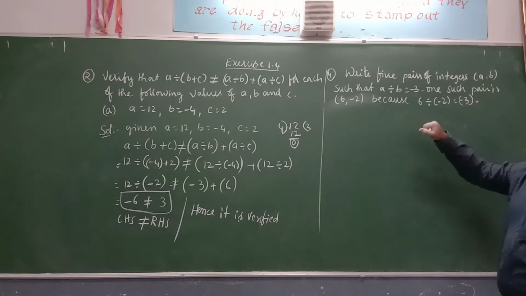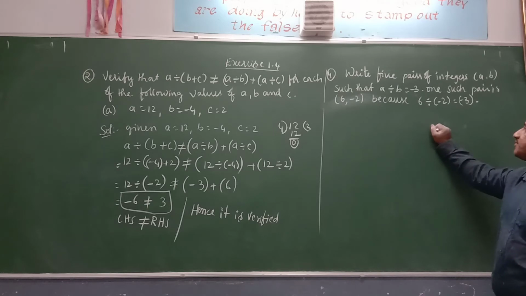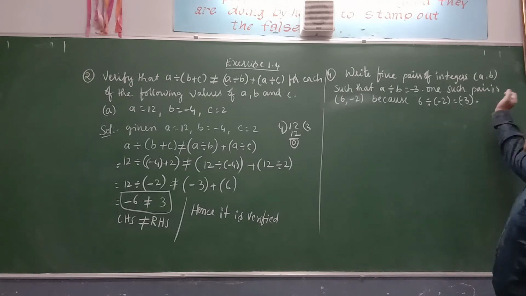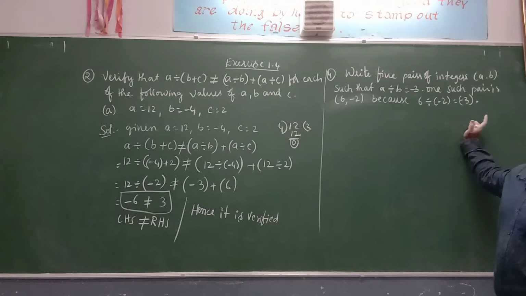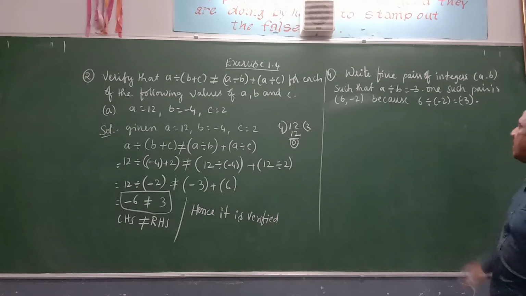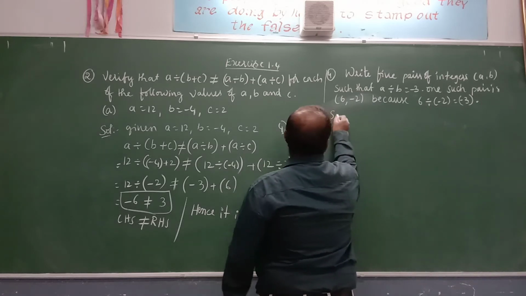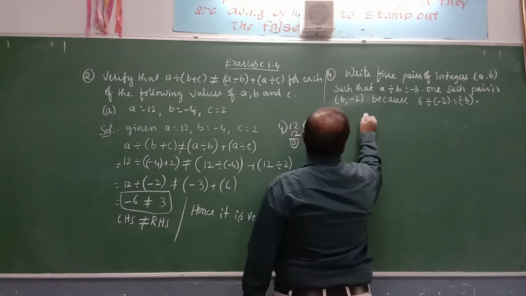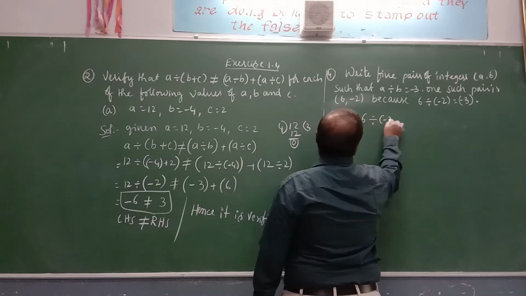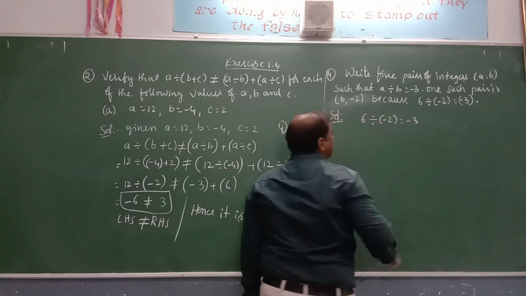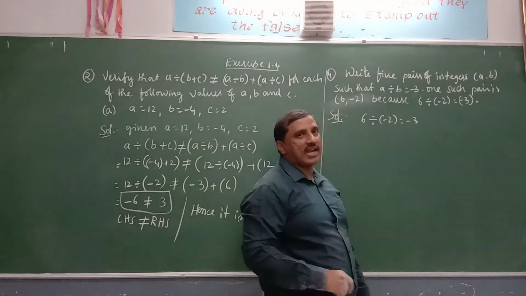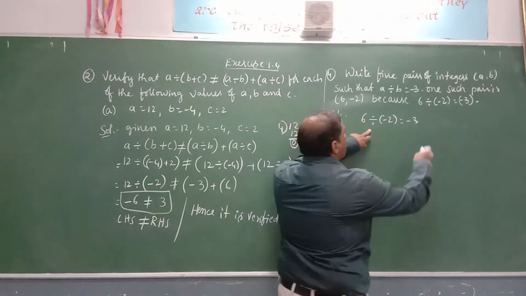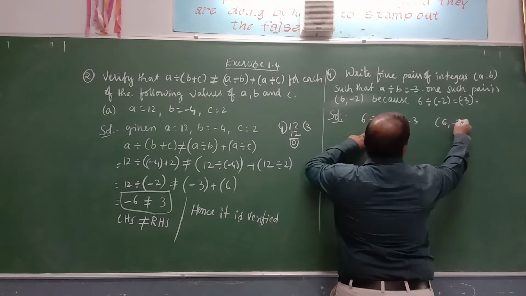One such pair is given: 6 comma minus 2, because 6 divided by minus 2 is equal to minus 3. The quotient we should get is minus 3. So one pair is given that 6 divided by minus 2 is equal to minus 3. Like this we should write. So what is the pair of numbers here? It is 6 comma minus 2.